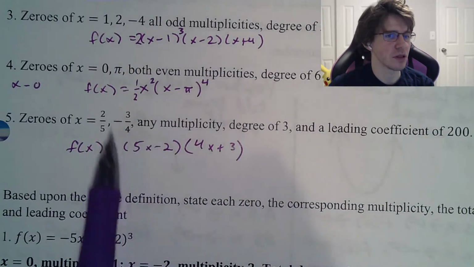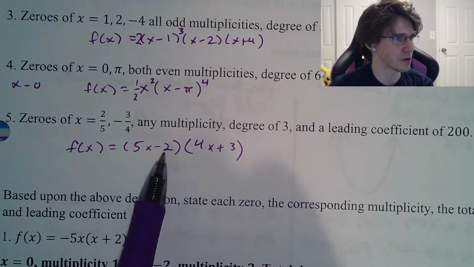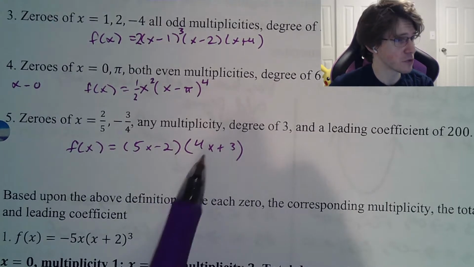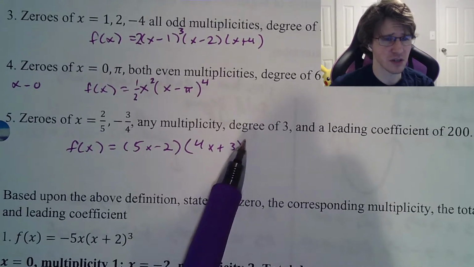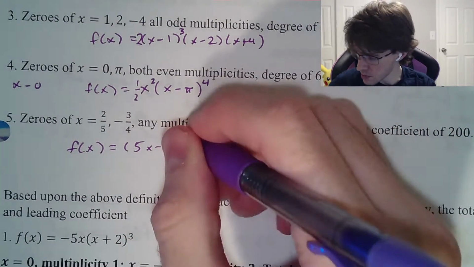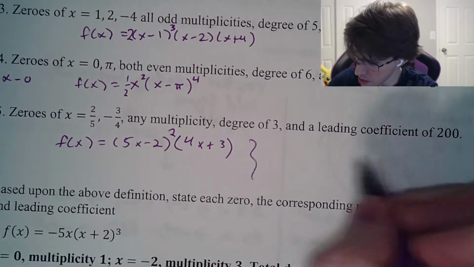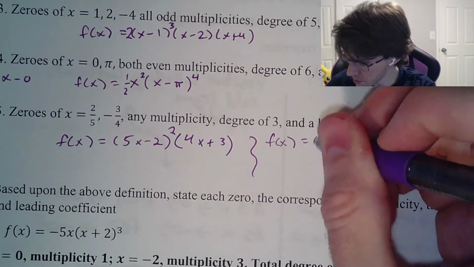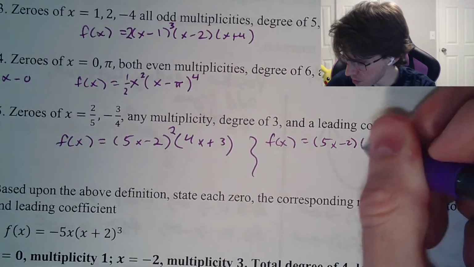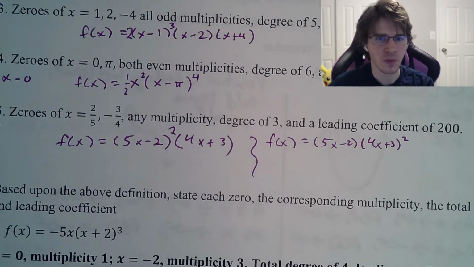The idea is if I plugged in 2 over 5 into this problem, the 5 would cancel, and I'd get 2 minus 2 is 0. If I plugged in negative 3 over 4 here, the 4s would cancel, and you get negative 3 plus 3, which is 0. Easy peasy. Any multiplicity, done. Degree of 3. So if the degree needs to be 3, then one of these needs to be a 2. It can be on either answer. This is actually a question I need to do twice, because you get a different answer for the second half of the question. So we're going to go f of x is equal to 5x minus 2 multiplied by 4x plus 3 squared. These are both our possibilities.